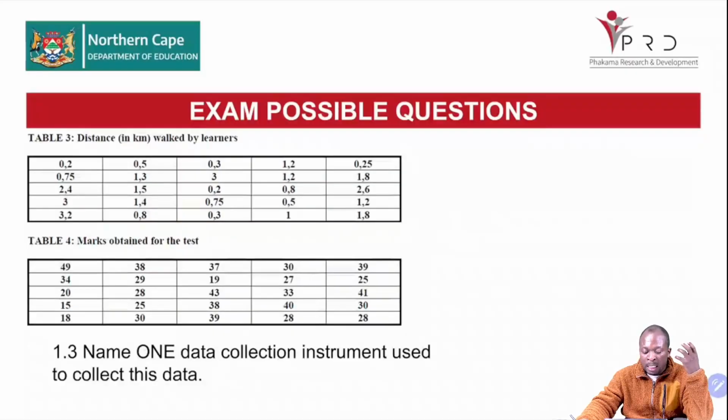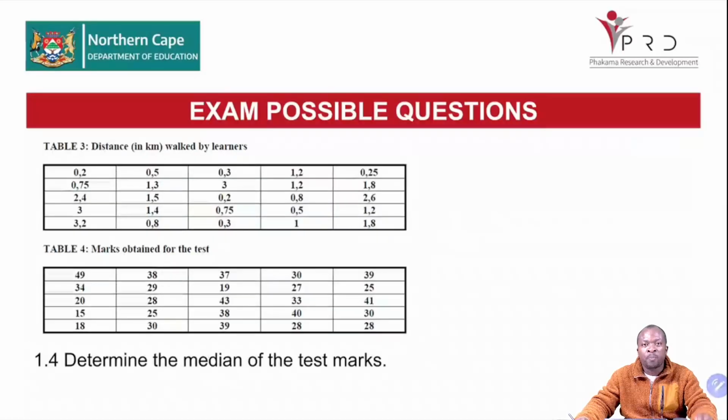1.3. Name one data collection instrument used to collect this data. Remember when we were starting, I was giving you ways that we can use to collect data. Your interviews, your questionnaires, your surveys, observation, and so on. Which one of them can be used here to collect this kind of data? If you want to find out the distances that have been covered by learners, how are you going to collect that? Think about it. Then you should be able to provide the answer for me.